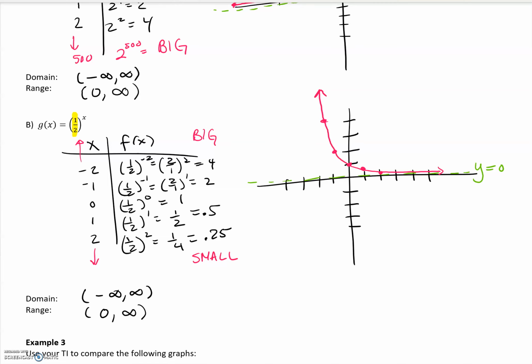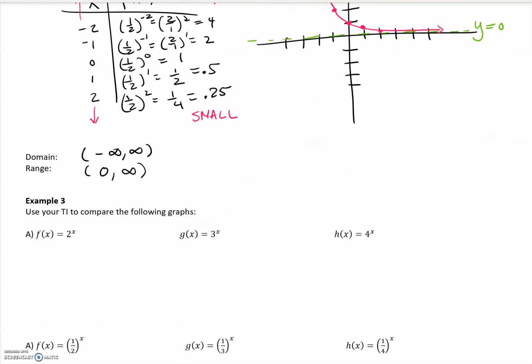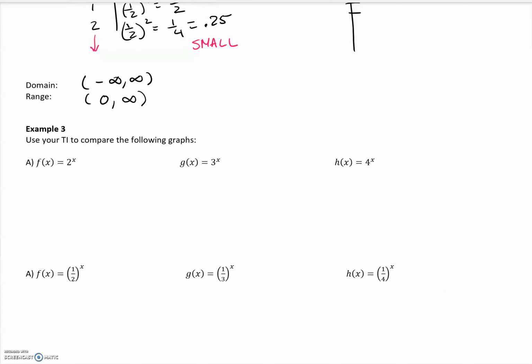All right, let's pick up where we left off. We're going to use our TI calculator to compare the following graphs so we can make a conclusion on, roughly speaking, what exponential functions' graphs look like. So let's go open up our TI.